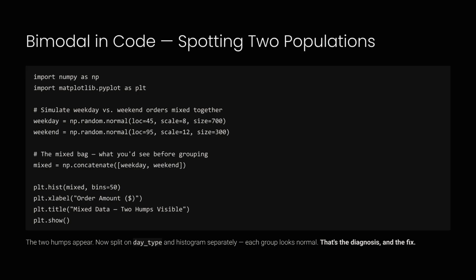Here is how to handle bimodal data in code. By using histograms to spot these 2 populations, you can perform a split and analyze each group separately. This simple diagnostic step often reveals the hidden story behind your aggregate data.